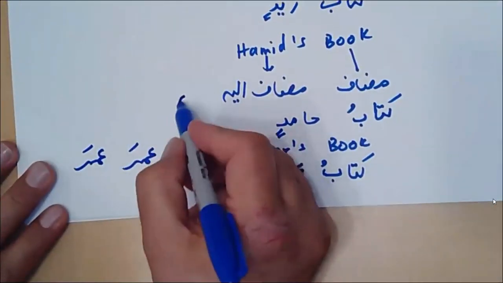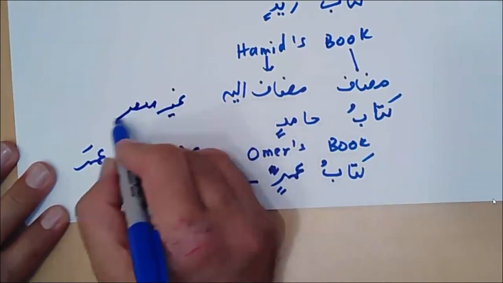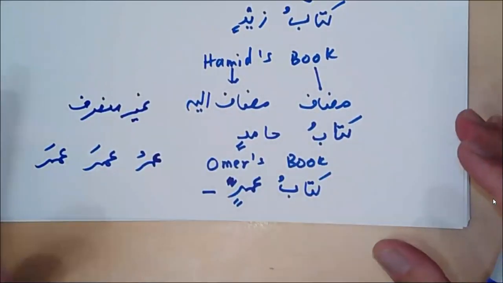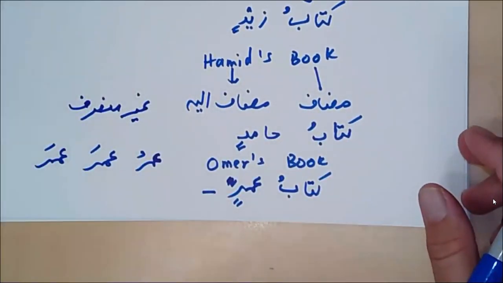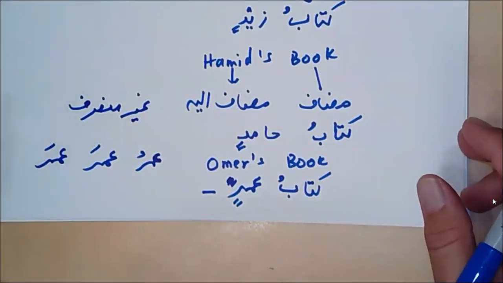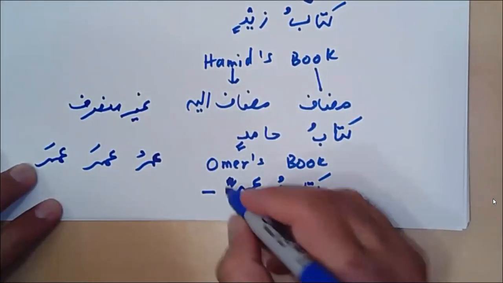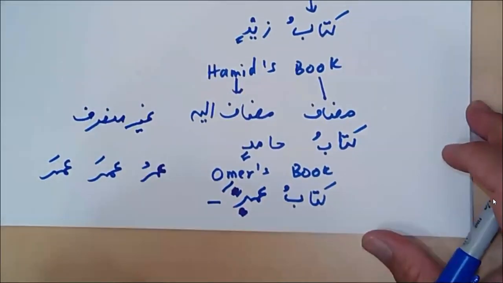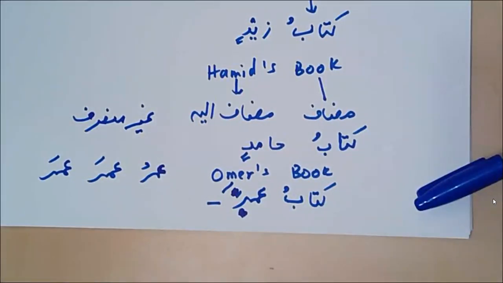Remember this one? Ghair Munsarif. You see how the knowledge we have gained in the past applies as we move forward. All those rules we learned have to be applied. So this will become Kitabu Umara. Making sense? Brother Kabir, does this make sense? Yeah, I understand. That's my question. It is partly flexible. Okay.